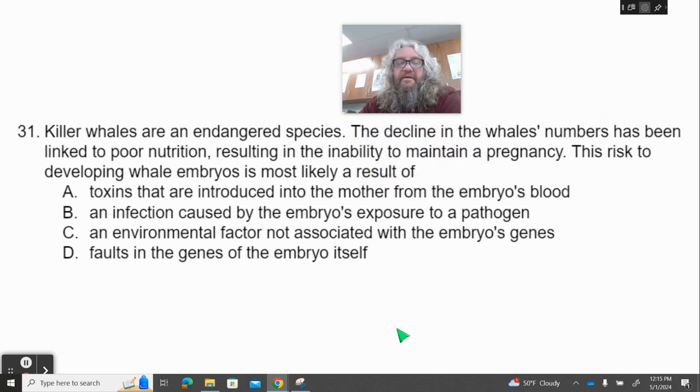Number 31. Killer whales are an endangered species. The decline in whales' numbers has been linked to poor nutrition, resulting in the inability to maintain a pregnancy. This risk to developing whales' embryos is most likely a result of A, toxins that were introduced into the mother from the embryo's blood. B, an infection caused by the embryo's exposure to a pathogen. C, an environmental factor not associated with the embryo's genes. Or D, faults in the genes of the embryo itself.